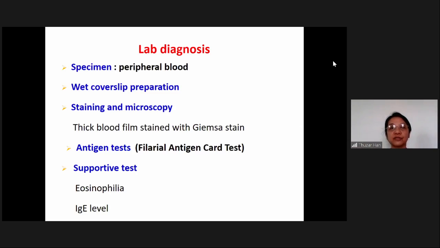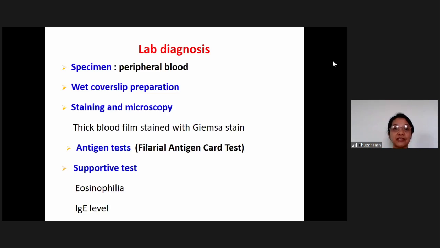So how will you identify the microfilaria? Now you have the peripheral blood. The fastest diagnosis is to take a sample of the blood and put a cover slip on it. If there is microfilaria, you can see moving microfilaria under the microscope with a high power objective, even a low power objective. These are snake-like structures.